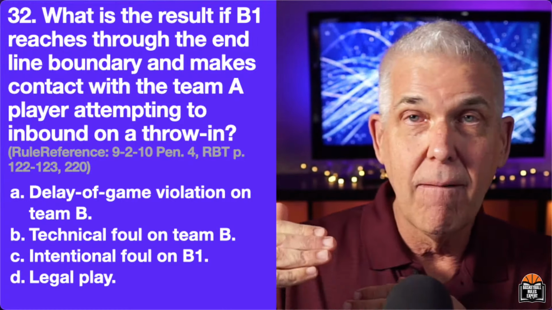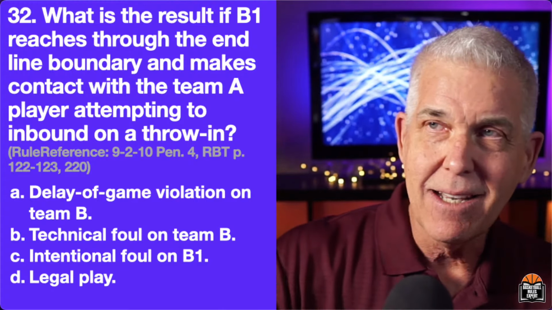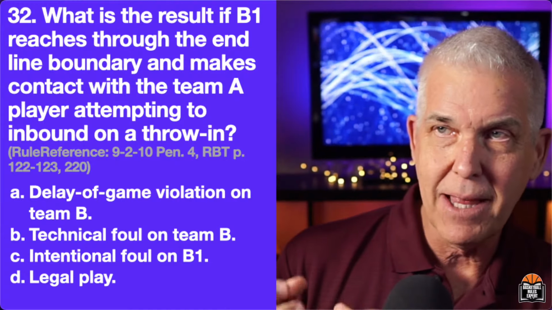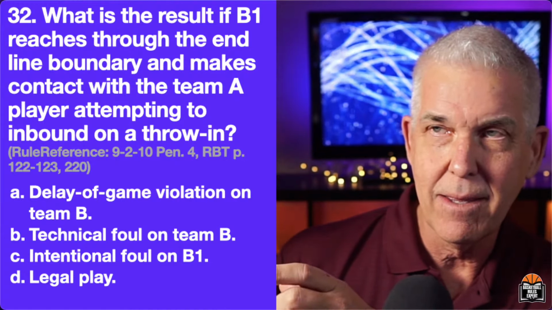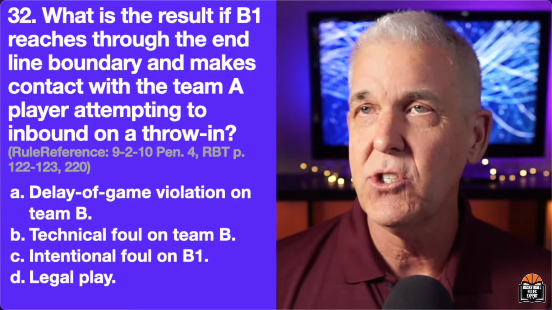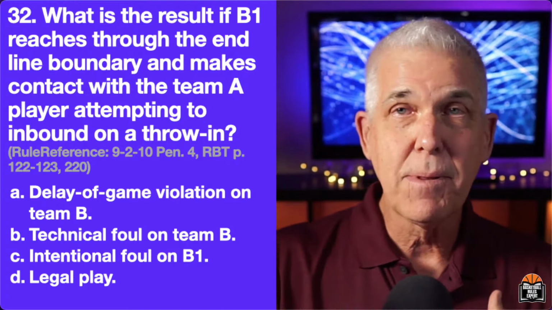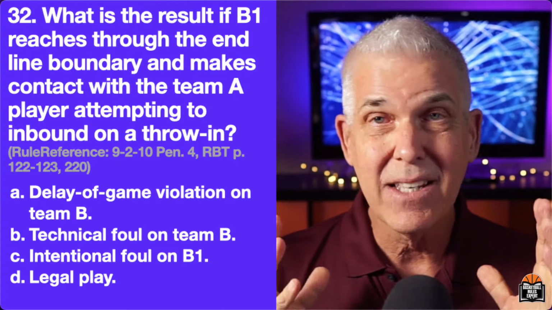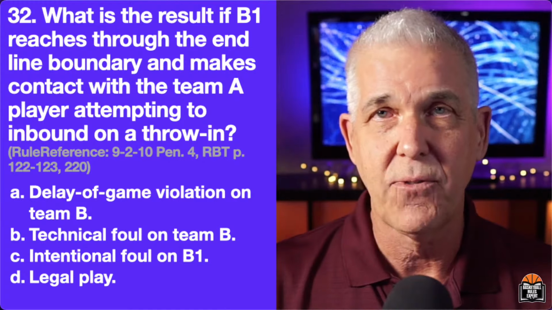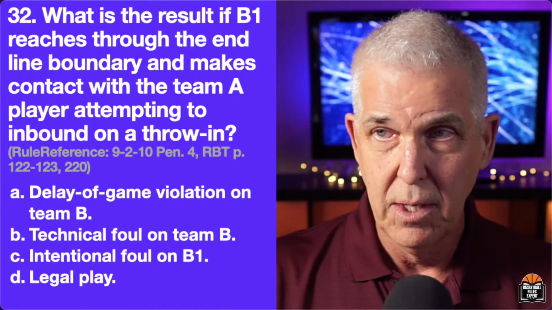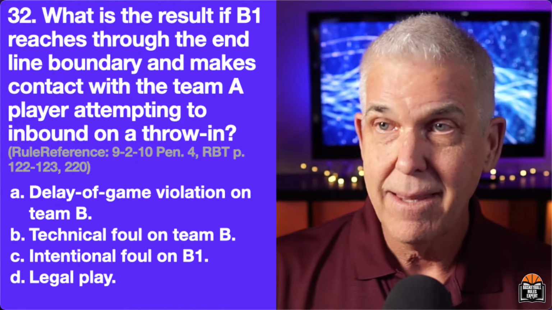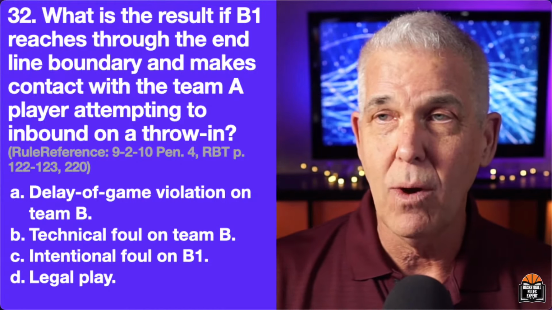All right. So B1 violates the boundary plane and contacts the thrower, right? Contact with a Team A player attempting to inbound on a throw-in. Okay, that's the language, right? To violate the plane and contact the thrower. Contacting the thrower on a throw-in is an intentional foul by rule in National Federation of High School basketball rules. So the correct answer here would be C. This is an intentional foul on B1.